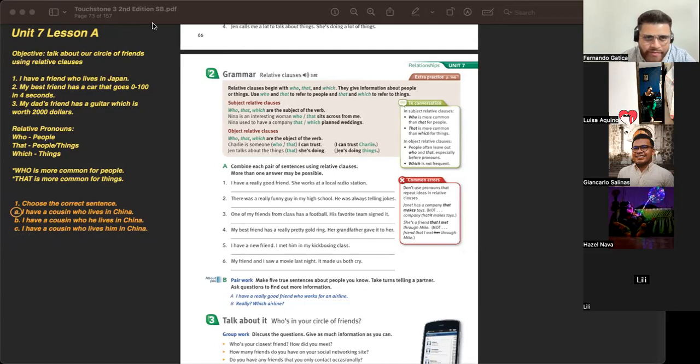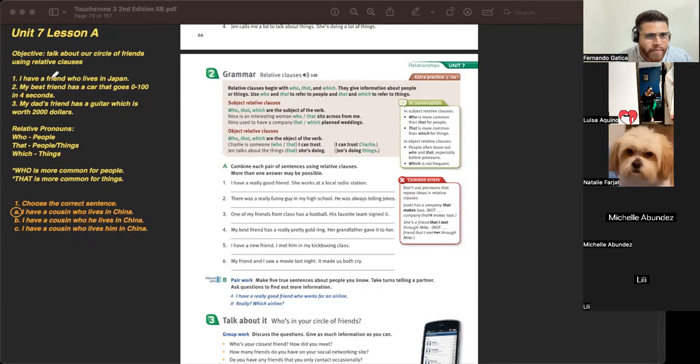B is not correct. Tengo un primo que él vive en China. ¿Por qué decir él otra vez? Remember, who is a pronoun. Who es un pronombre. Así que ya no es necesario volver a repetir la persona o la cosa otra vez. Así que volver a decir he o decir him no es necesario porque ya tenemos who, que en este caso representaría a cousin. Pronouns, pronouns.